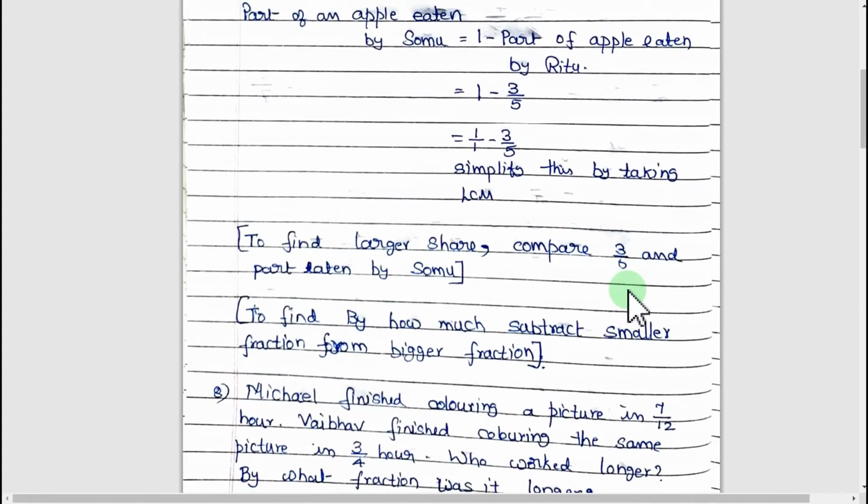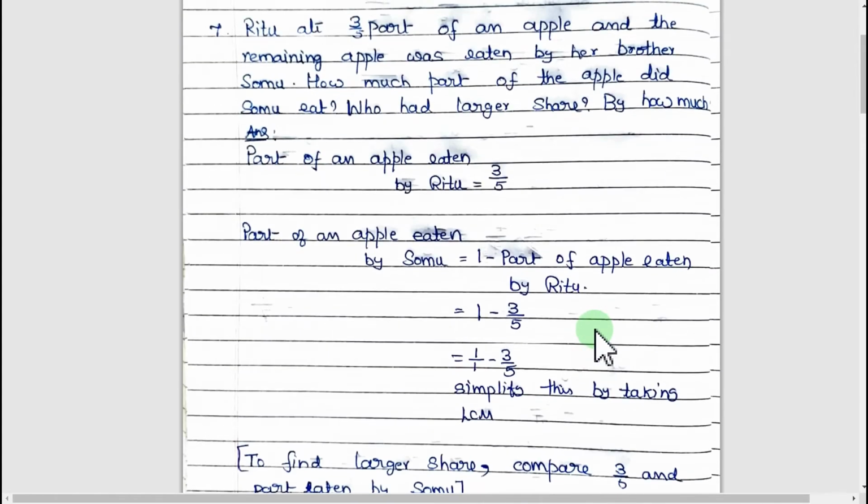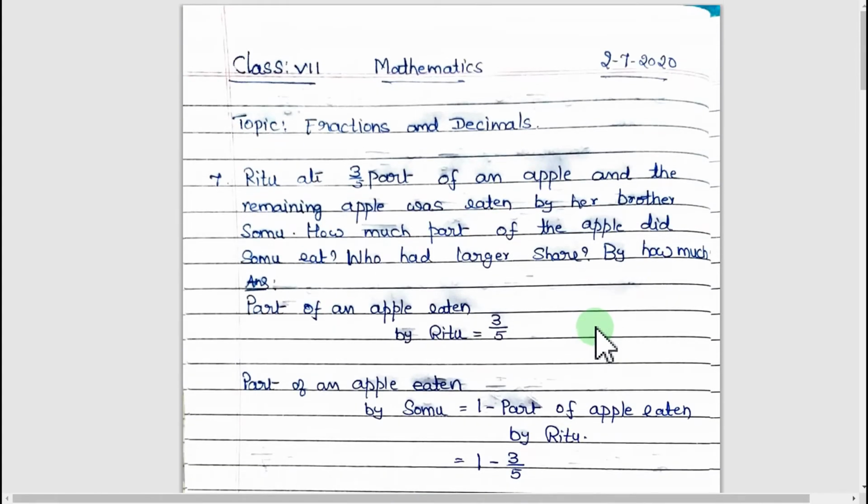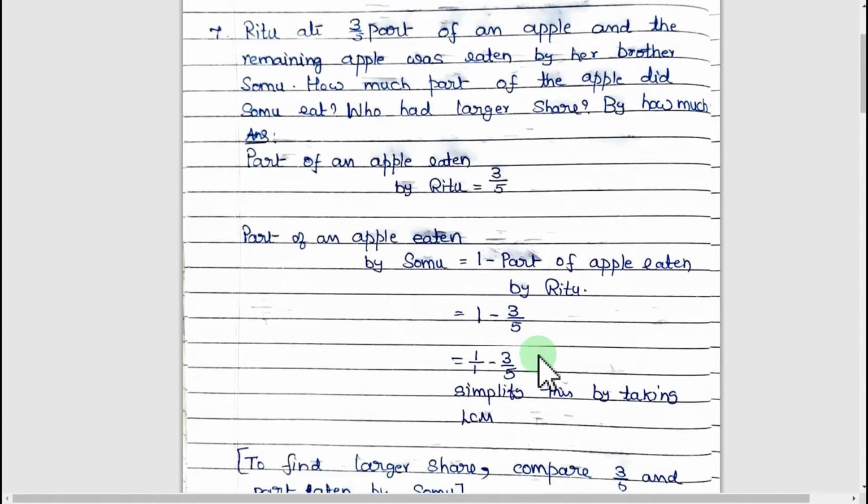Next, by how much? To find by how much, subtract the smaller fraction from the bigger fraction. Which is the smaller and which is the bigger fraction? When you compare both the fractions, you will get it here. First in the beginning you write bigger fraction minus smaller fraction, you will get the difference between the larger and the smaller fraction, that is by how much. So that much fraction, that much is his larger share.